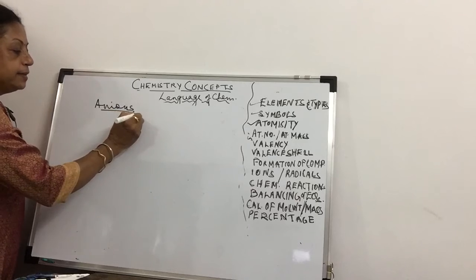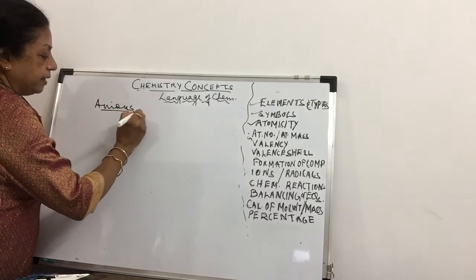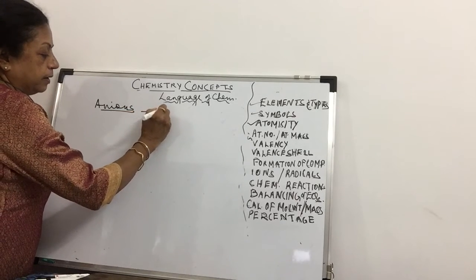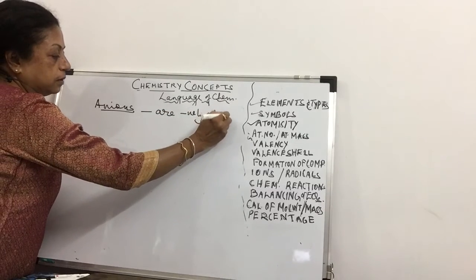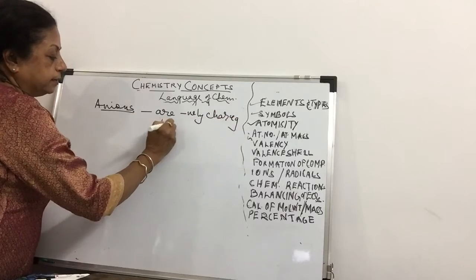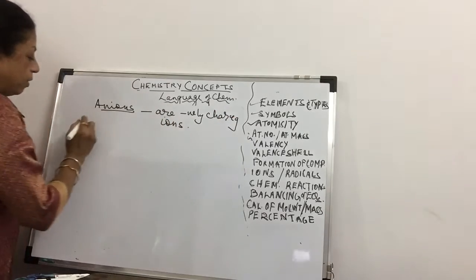First, anions are negatively charged ions. And how are they formed?